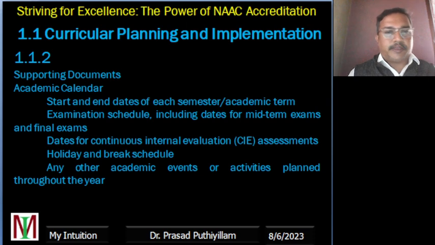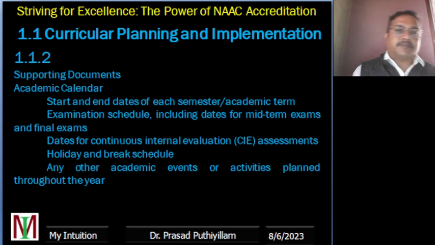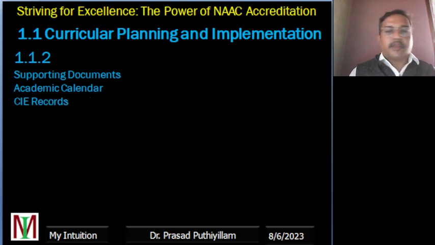In the academic calendar, we need to mention the start and end dates of each semester or academic term, examination schedule, midterm exams or final exams, dates of continuous internal evaluations, holidays, break schedules, and any other academic events or activities planned throughout the year. Academic as well as non-academic activities can also be added. Then CIE records. The institution can share the records of CIE assessments conducted during the academic year, which include the schedule or the mark sheet, and reports related to the CIE process.